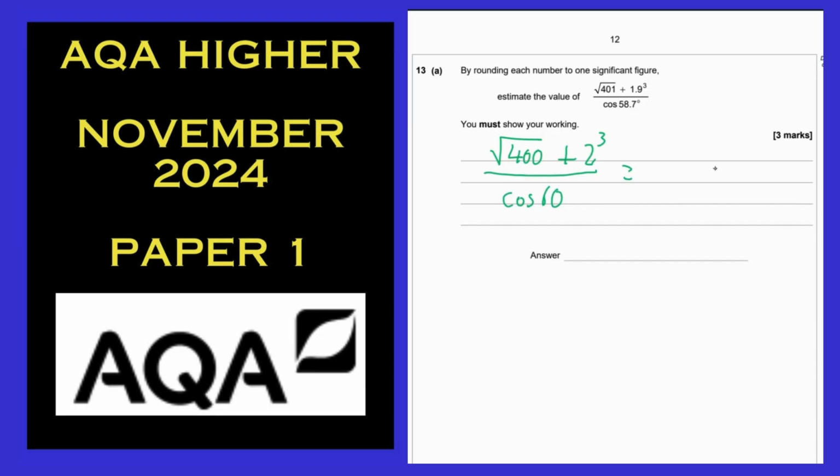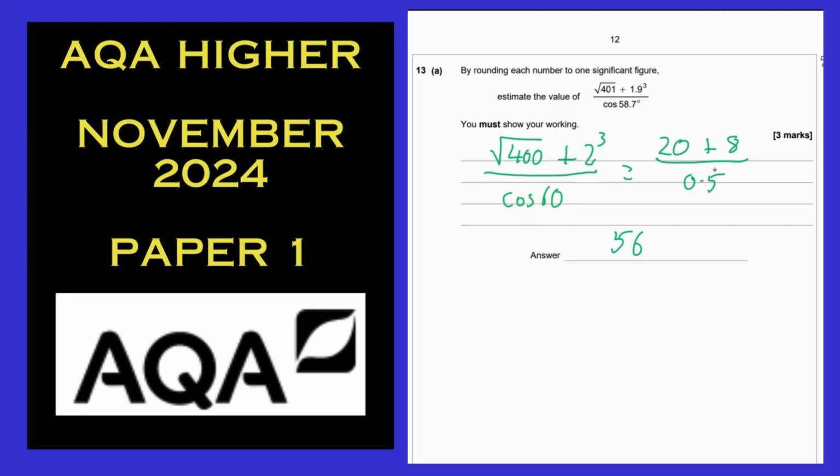Now you can start working things out. The root of 400 is 20. 2 cubed, 2 times 2 times 2, is 8. And cos of 60 is the same as sine of 30, which is a half, which I'll write as 0.5. So the numerator part, we get 28. And don't forget, when you divide by a half, it's the same as multiplying by 2.